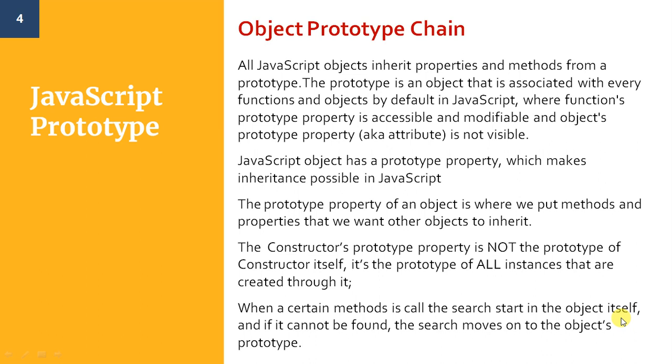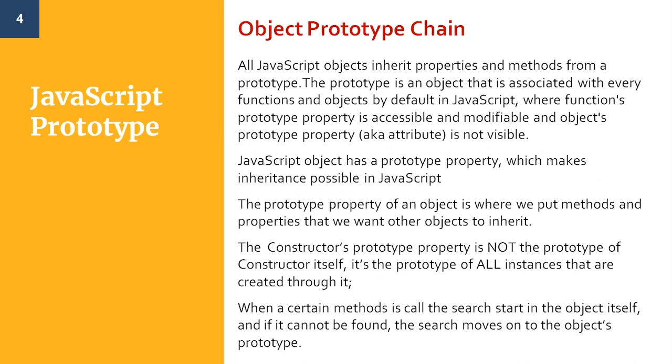Object prototype. All JavaScript objects inherit properties and methods from a prototype. The prototype is an object that is associated with every function and object by default in JavaScript, where a function's prototype property is accessible and modifiable, and an object's prototype property is not visible. JavaScript objects have a prototype property, which makes inheritance possible in JavaScript. The prototype property of an object is where we put methods and properties that we want other objects to inherit.